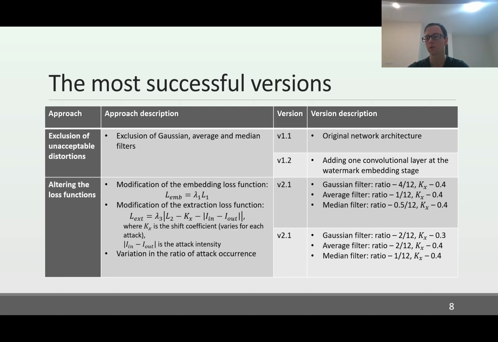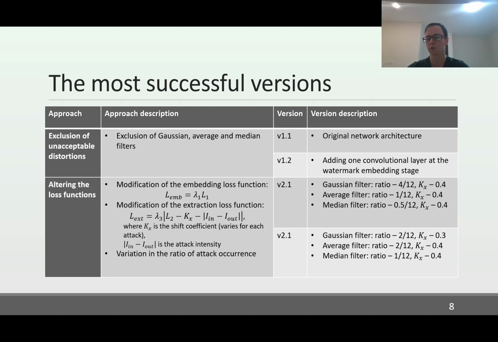To train the network on attacks that it should not be resistant to, we removed the second term from the embedding loss function, which is responsible for quality of watermark embedding, and added the shift coefficient k, which varies for each attack, and the attack intensity to the extraction loss function.